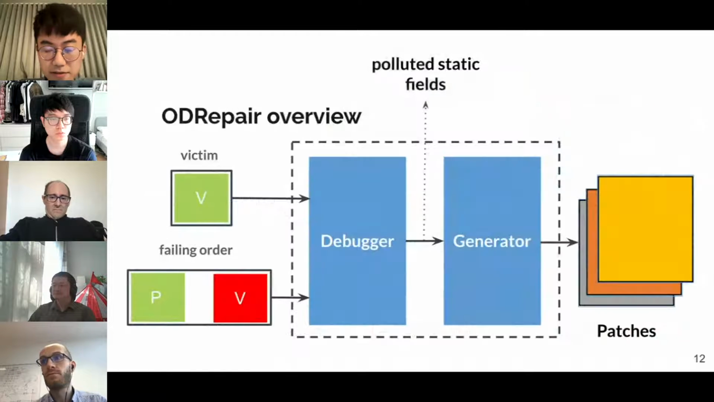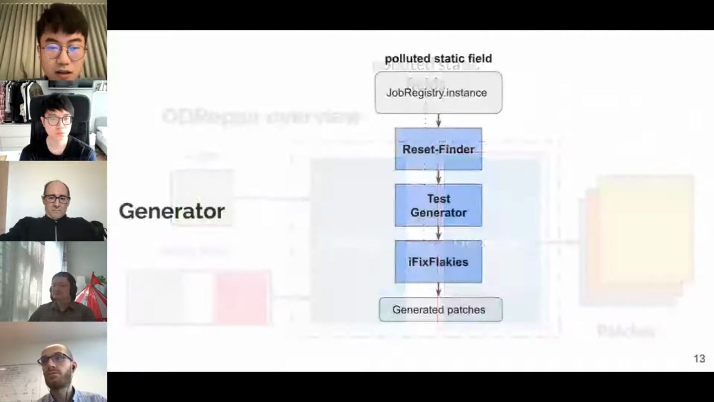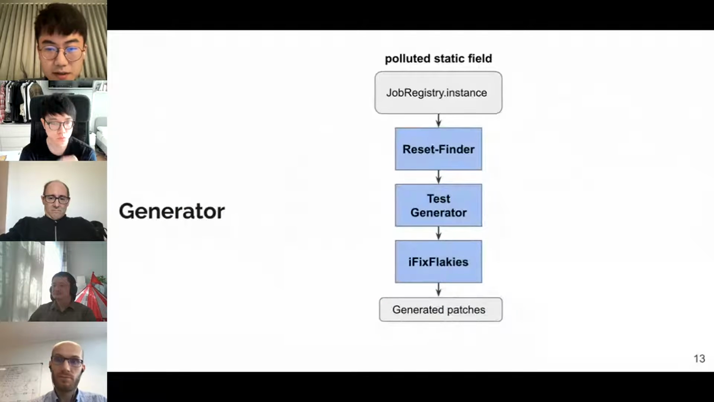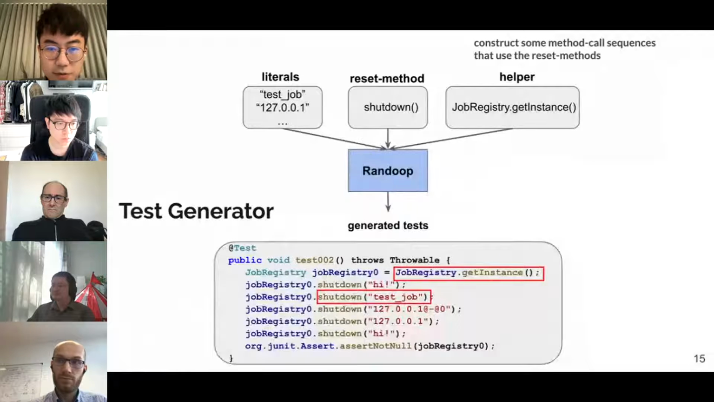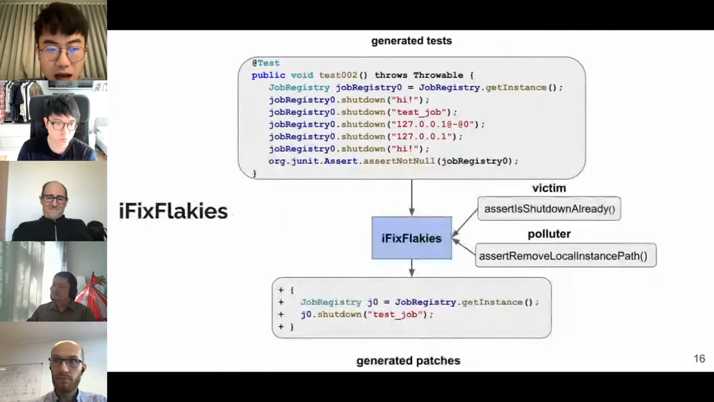And then we will talk about the generator in the second part. The generator contains three main components. The reset finder will search for reset methods that can interact with the polluted static fields. Then we will use a test generator to generate some method call sequences that use the reset methods, like these generated tests. After obtaining the generated tests, iFix package will apply them between the victim and the polluter and minimize the statements in the generated test to generate the final patches to make the victim pass.